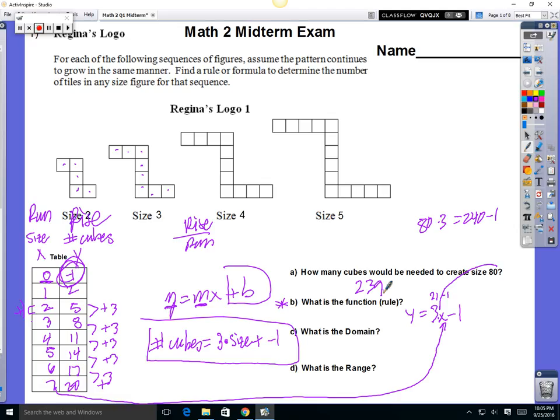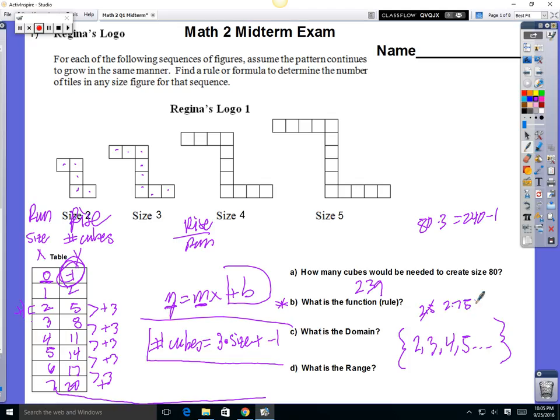Okay, now your domain. The domain are all of these elements in the x. The domain is the size number, but I need more specific. I need to know exactly what is in the domain. So your domain is, put these brackets, size 2, 3, 4, 5, dot, dot, dot. It is only these numbers, nothing in between. There's no 2.5, there's no 2.75, nothing in between 2 and 3. We're going to skip and just count whole numbers.